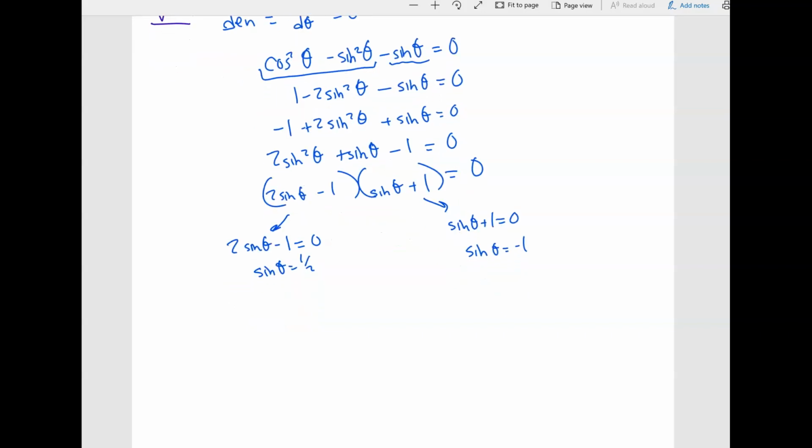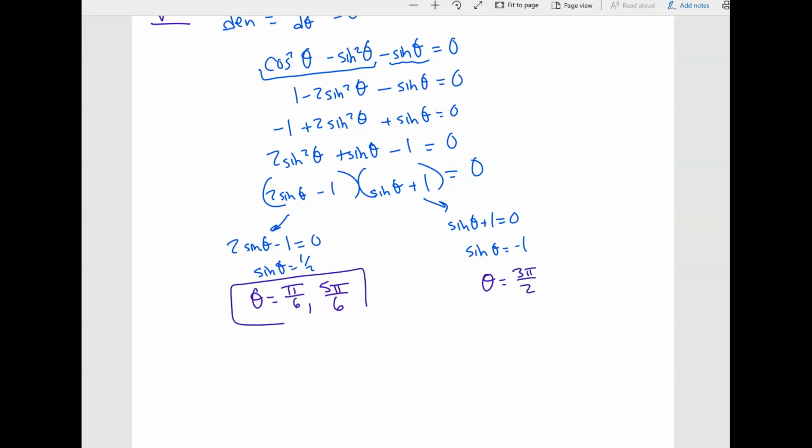So now let's solve for the value of θ. Here, we have to figure out where sine θ is going to be 1/2. Well, θ is going to give 1/2 at π/6 and 5π/6. And then here sine θ is going to be equal to negative 1 at 3π/2.